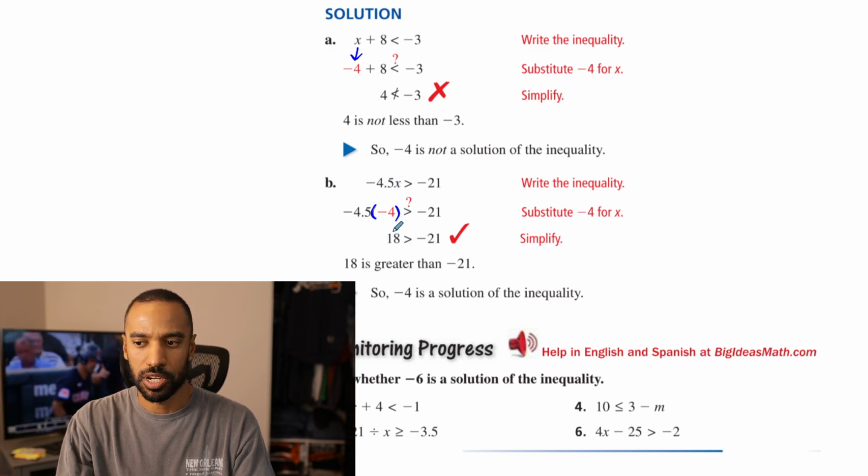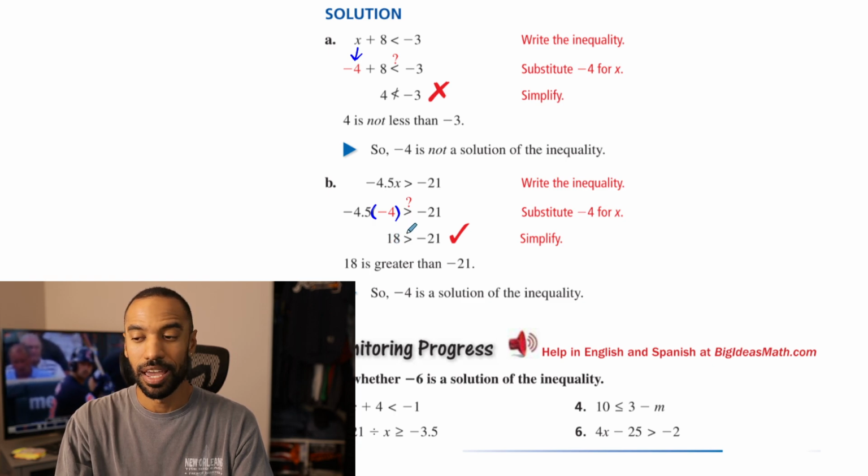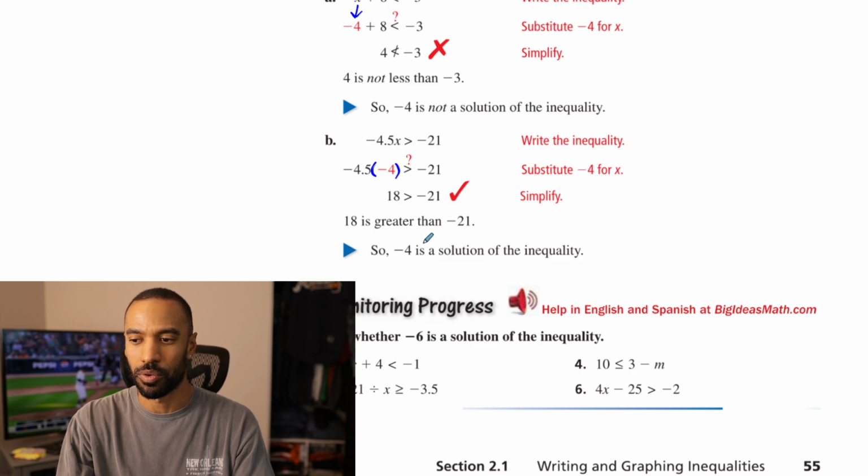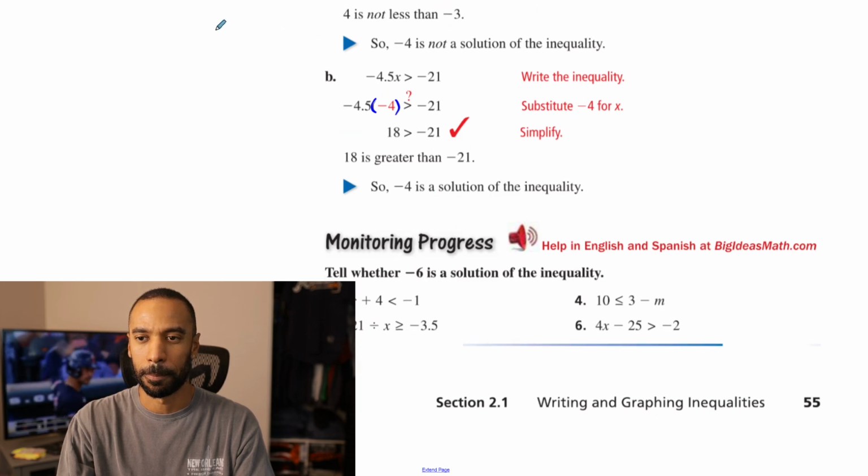Negative times negative is a positive. I don't care what the number is. If it's positive, it's going to be greater than that negative number. So 18 is greater than negative 21. Therefore, negative 4 is a solution to this inequality. It was not a solution here, it was a solution there.